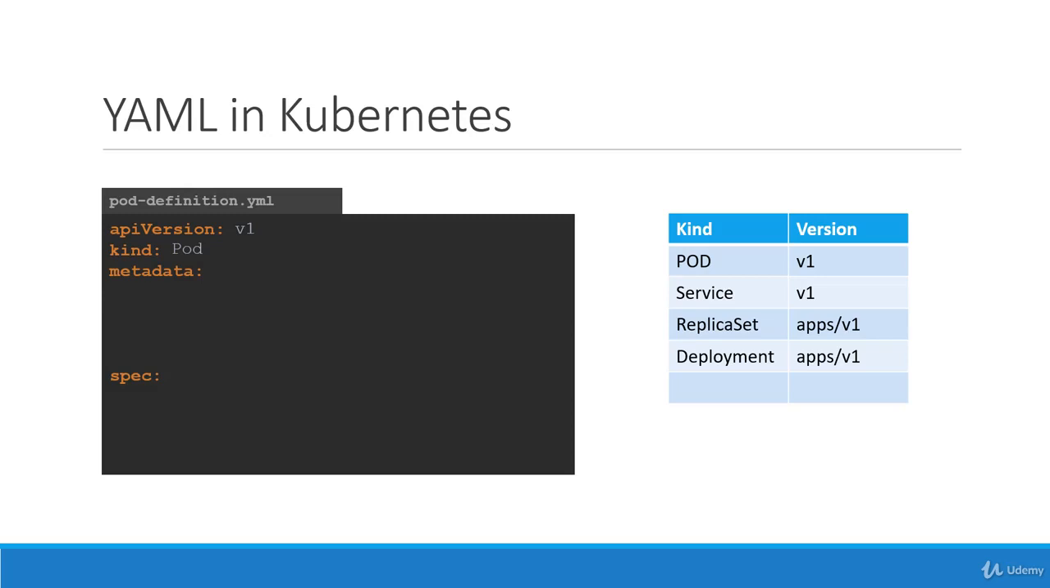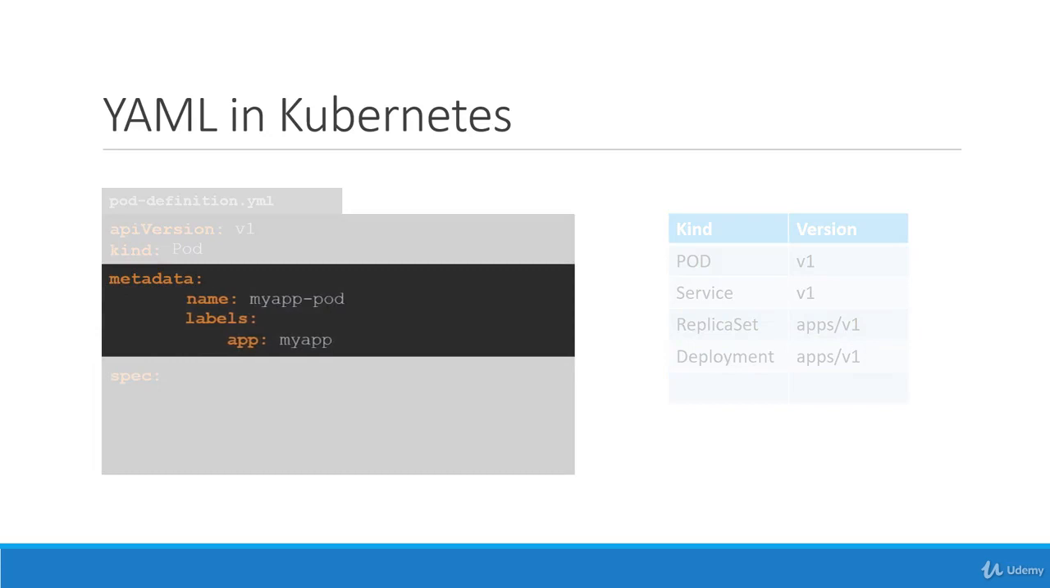The next is metadata. The metadata is data about the object, like its name, labels, etc. As you can see, unlike the first two where you have specified a string value, this is in the form of a dictionary. So everything under metadata is indented to the right a little bit, and so name and labels are children of metadata. The number of spaces before the two properties, name and labels, doesn't matter, but they should be the same as they are siblings.